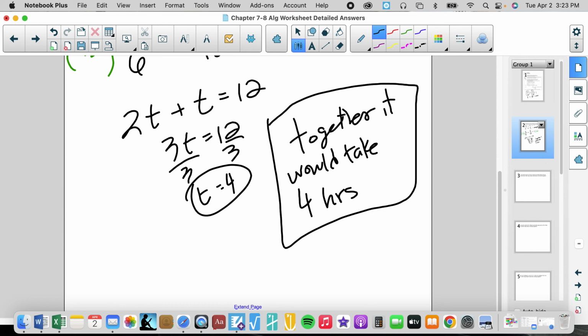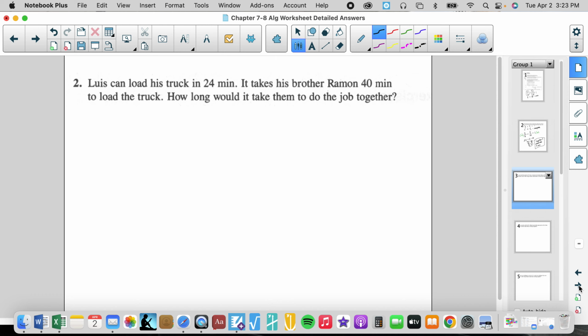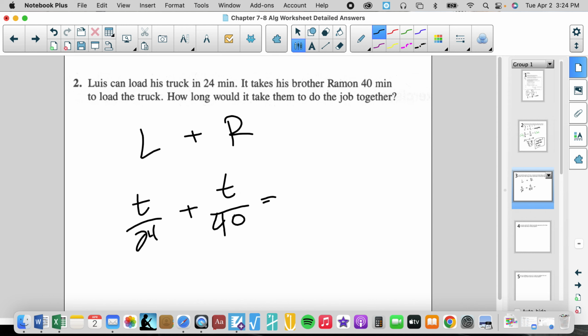Pretty cool, right? Look how simple this problem can be. We just have to keep in mind that again, the sum of the parts equals the whole. Luis can load his truck in 24 minutes. So Luis can do it individually in 24. It takes his brother Ramon 40 minutes to load the truck. How long will it take them to do the job together? We don't know the together, and we know that when we add the parts, it'll equal the whole job.